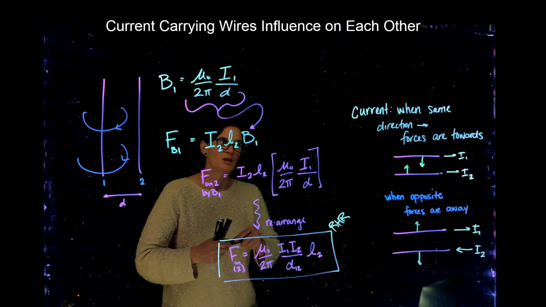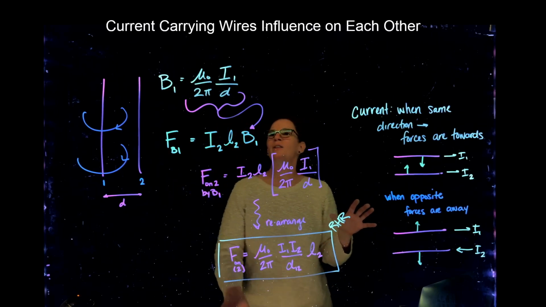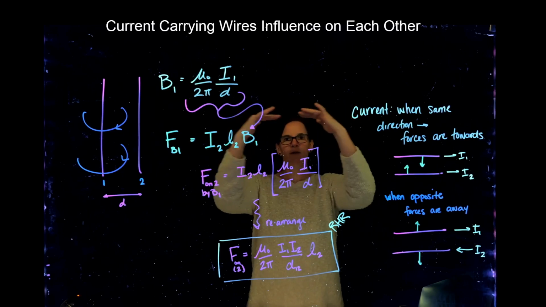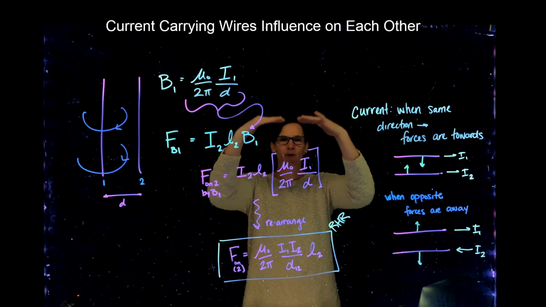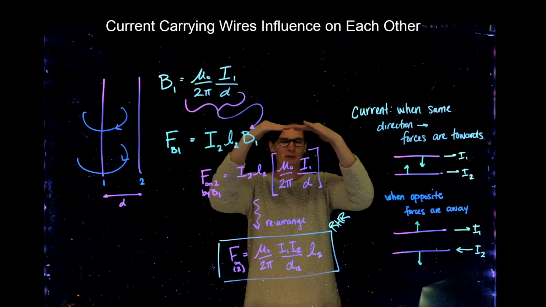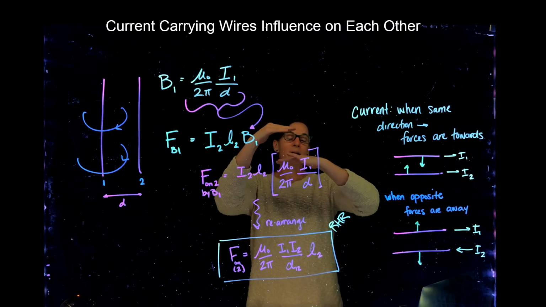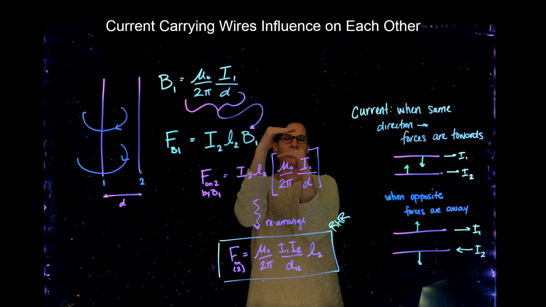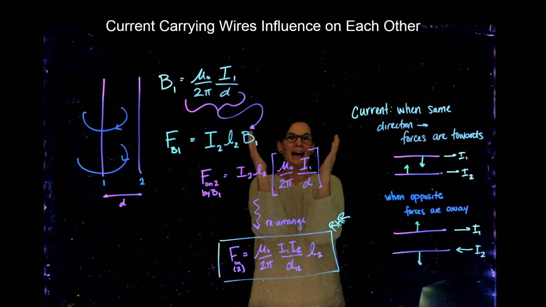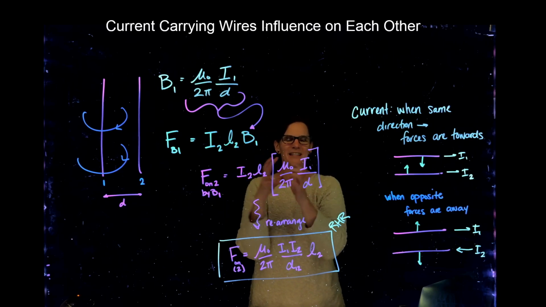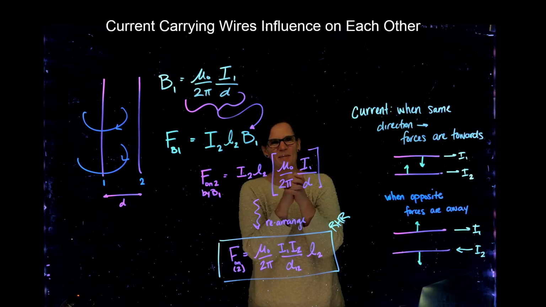Okay, so let's do an example problem looking at what happens if I have a horizontal wire with a current going through it, and I want to suspend another wire right below it. How do I do that? What current do I need to put in that lower wire so that it stays suspended in air? All right, we're going to do that in the example problem video.